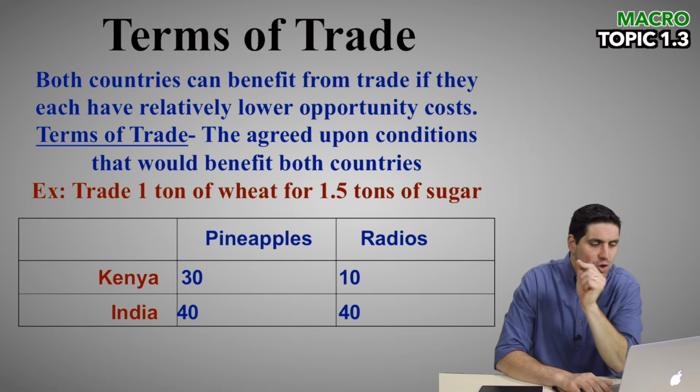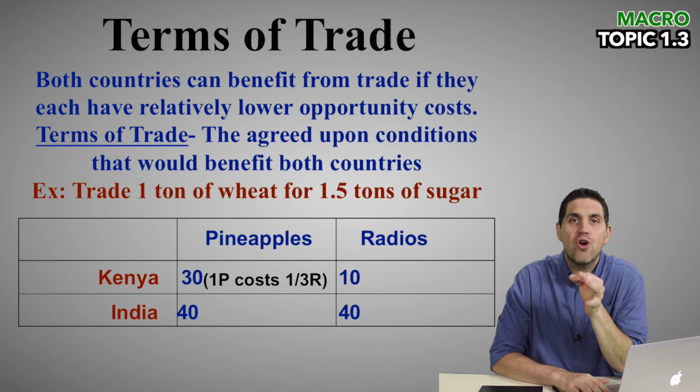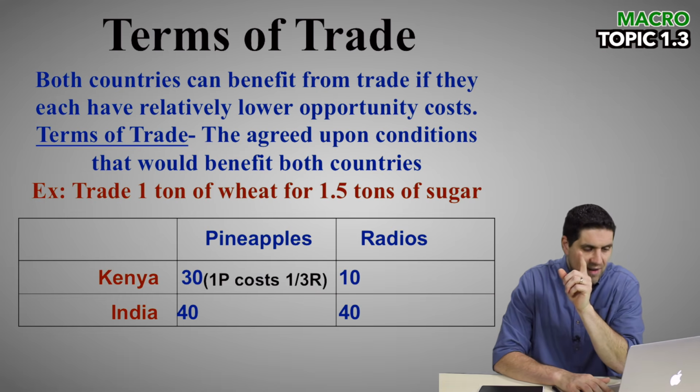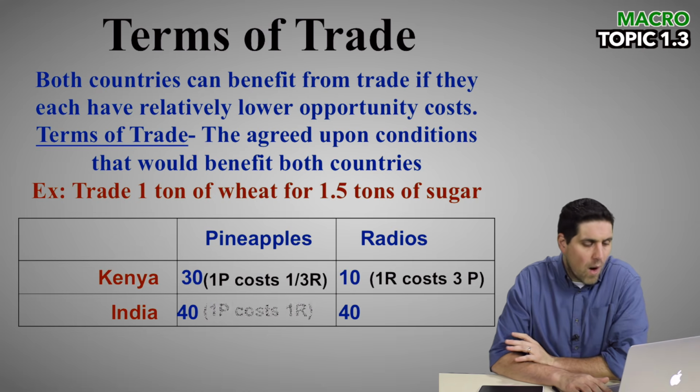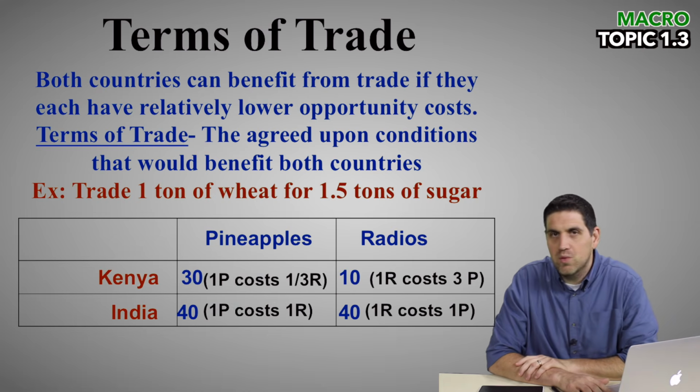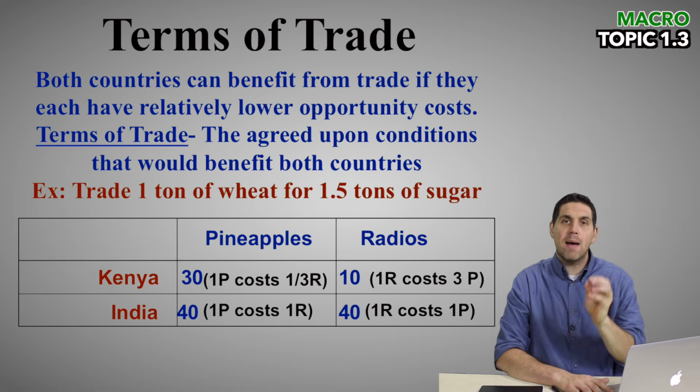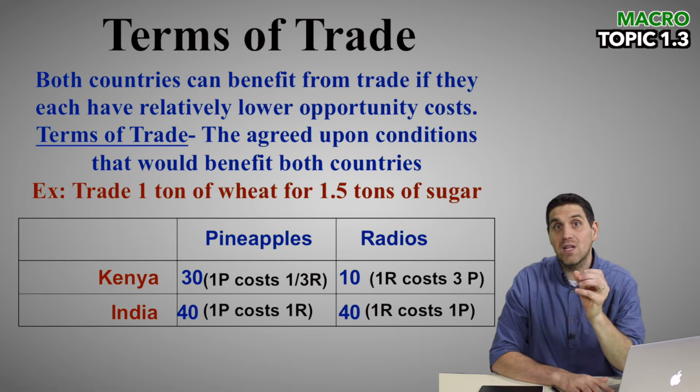For Kenya, each one of those pineapples costs 1/3 of a radio they gave up, and each one of the radios costs 3 pineapples. Now, India is pretty easy. One pineapple costs 1 radio, and 1 radio costs 1 pineapple. Now that we're there, it's time to figure out who has a comparative advantage, who has a lower opportunity cost.